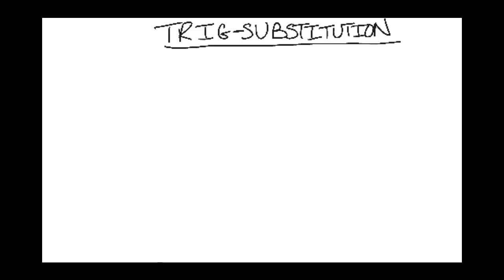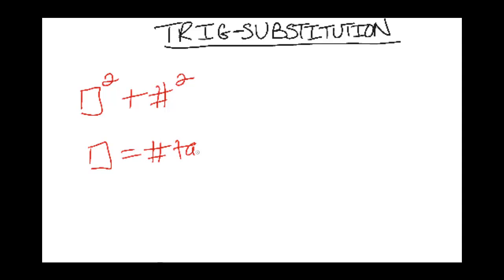The way you can recognize trig sub, or the way to go about these, is to look for certain key things. The box in these things can be any variable whatsoever. So if you have the box squared plus a number squared, the substitution that you would do is a tangent substitution.